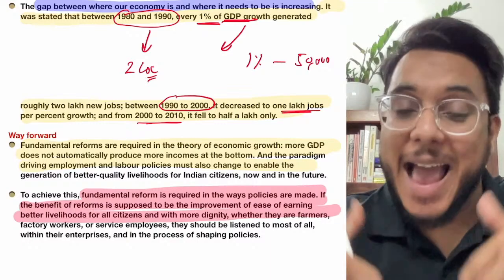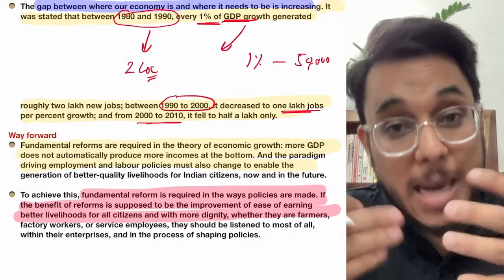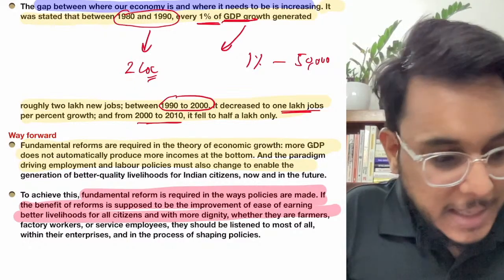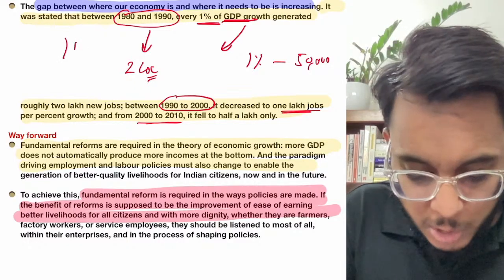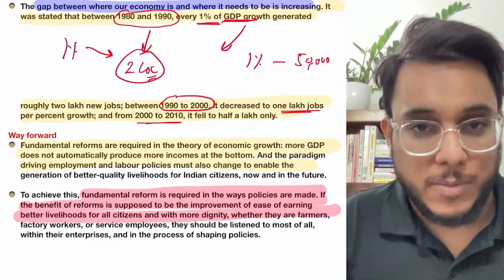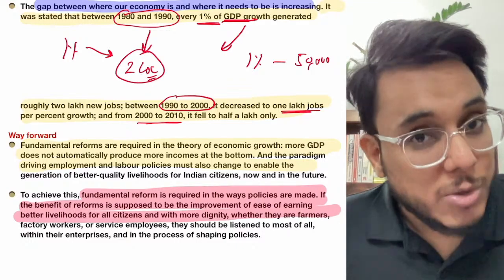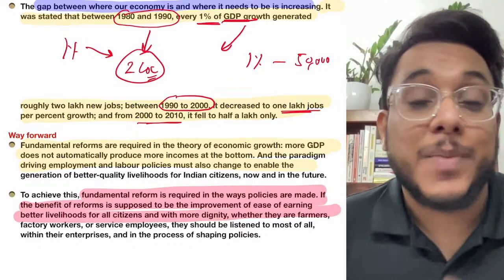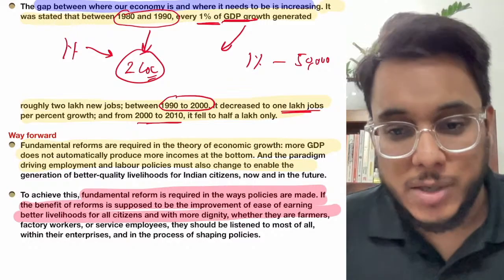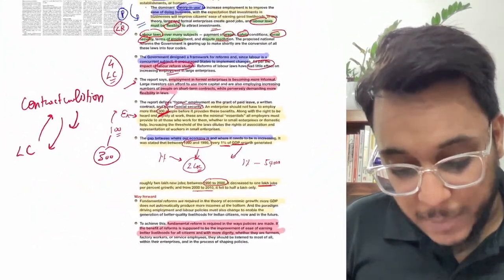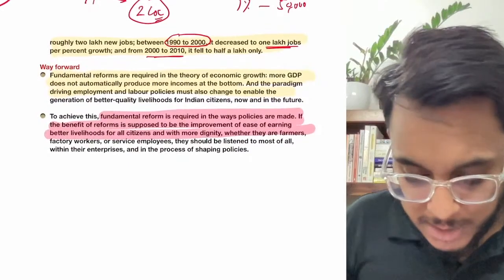So what happens? As the GDP is increasing, the number of jobs that will be generated has come down. In 1980 to 90, 1% GDP growth was leading to 2 lakh jobs, but today it has reduced to just 50,000. And between 2010 to 2020, we don't have data. It is said that it has even reduced. So the jobless growth is there. Fine. So industrialization and labor policies of the government have not worked very effectively.